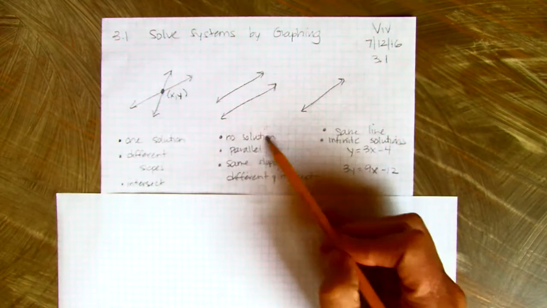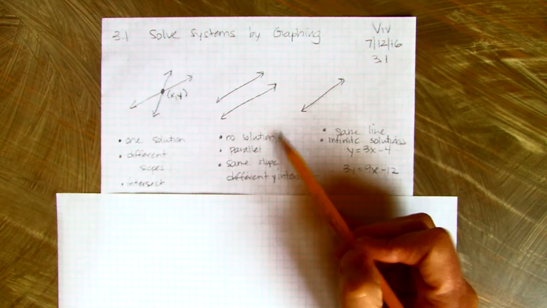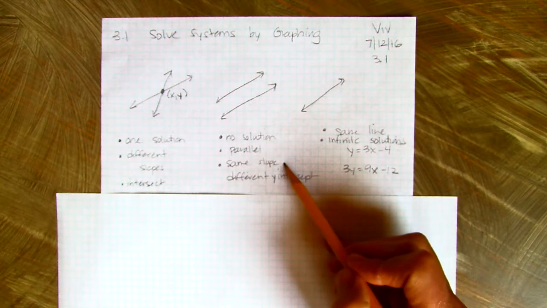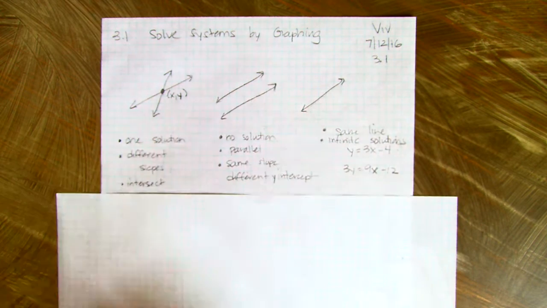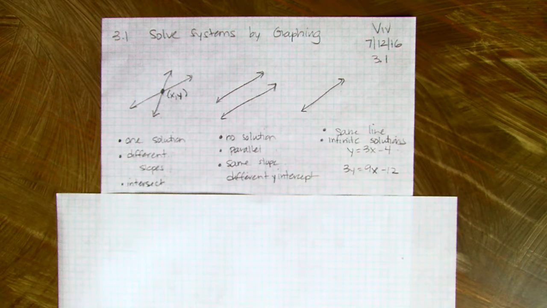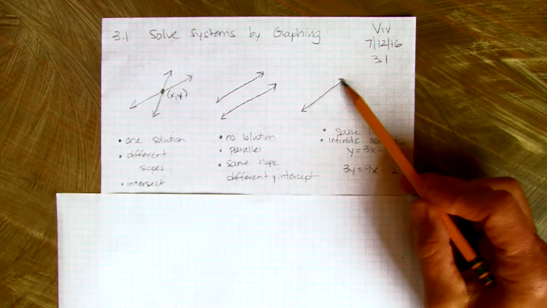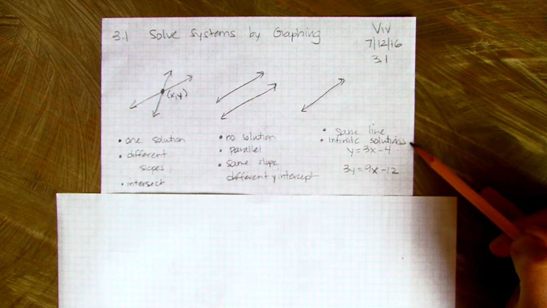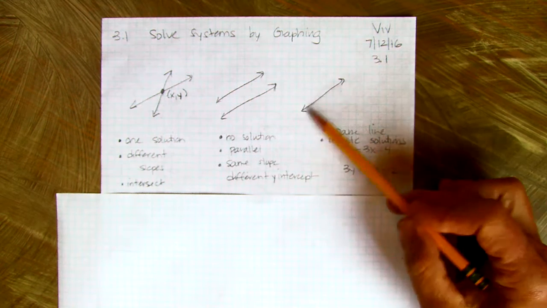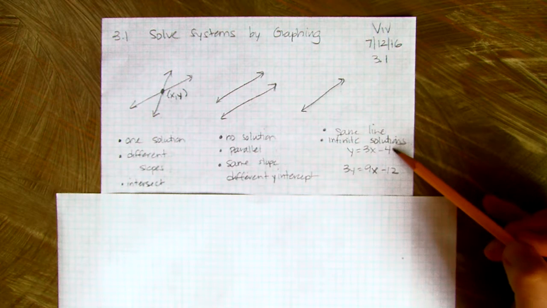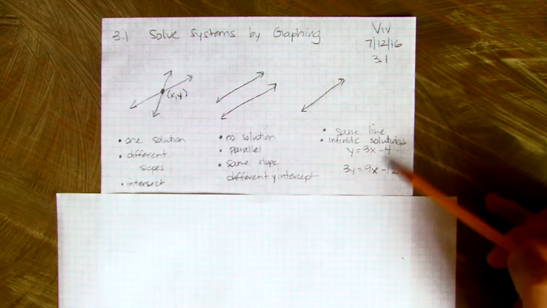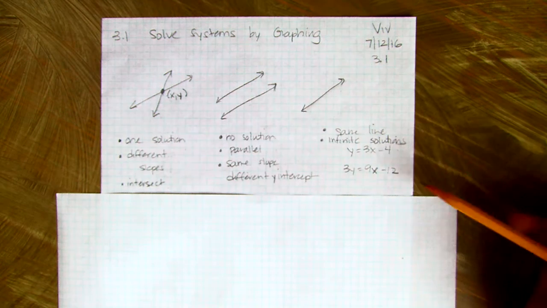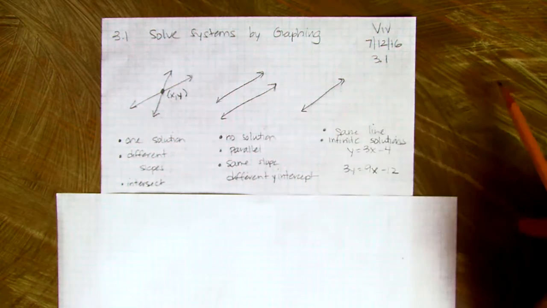When are they parallel? When they're parallel, there's no solution. There is no point that they share. In order to be parallel, they must have the same slope but different y-intercepts. And finally, we can only see one line because essentially the system is the same line. In that case, there are infinite solutions because every point is shared. That might look something like y equals 3x minus 4. If every term was just multiplied by 3, in the end you'd get the same set of points and the same line.